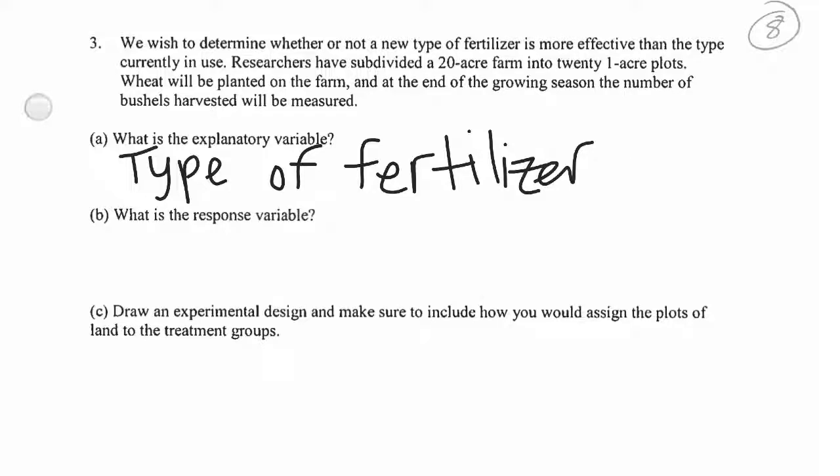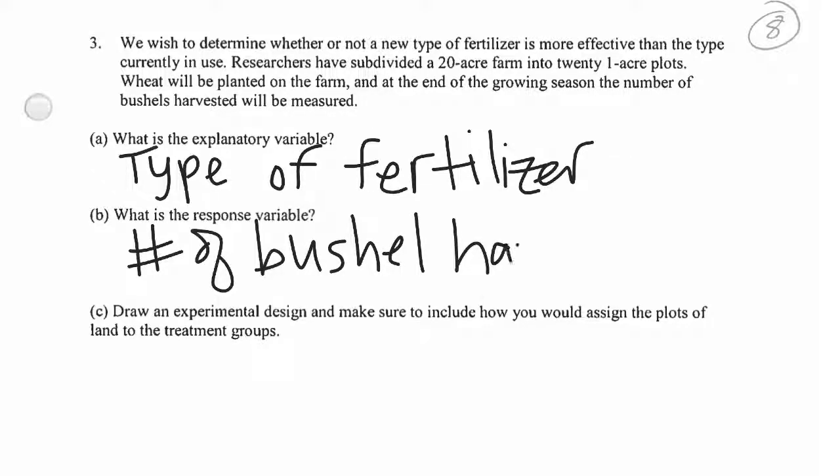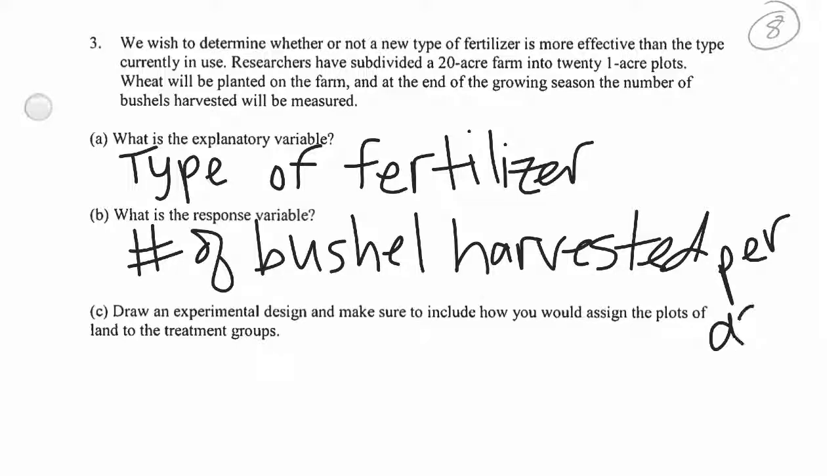What is the response that we're measuring? Has to be an amount. Number of bushels harvested. Yes. The response is something we can measure, so we need to put it in terms of what we are measuring. The number of bushels harvested. Excellent. And that's per acre. Okay, very good. Per acre.